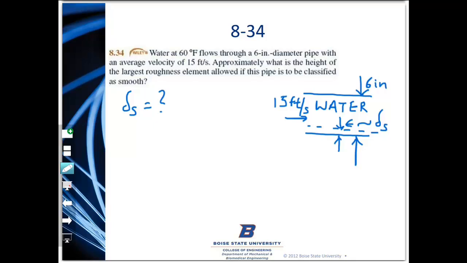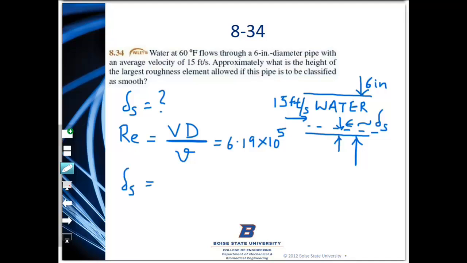Okay, delta S is what? Before I write out the formula for delta S, let's go ahead and compute the Reynolds number, which is V times D over nu. You know the velocity, you know the diameter, make sure you convert it to feet since velocity is in feet per second, and you can find the kinematic viscosity for water from the book, and you should get this to be 6.19 times 10 to the 5.